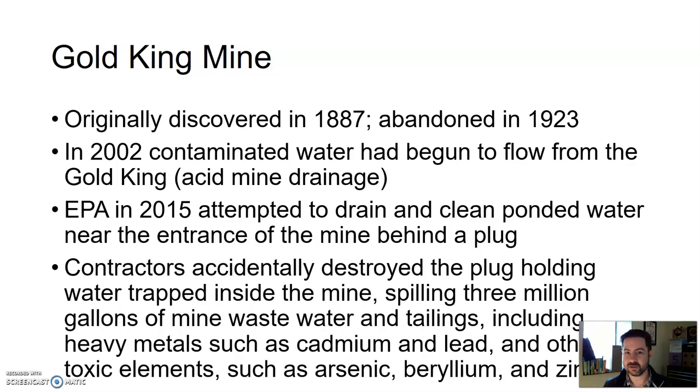However, contractors accidentally kind of destroyed the plug, the thing holding all the water back inside the mine, and instead of being able to suck it out, they destroyed the plug, and 3 million gallons of waste came spilling out. So the 3 million gallons of wastewater, tailings, this acid mine drainage, including heavy metals that are known poisons to humans, cadmium, lead, other toxic elements such as arsenic, beryllium, zinc, all these things which are poisonous to plants, animals, and humans. So 3 million gallons of this stuff came spilling out, that had been there for 80 plus years, 90 plus years at that point.